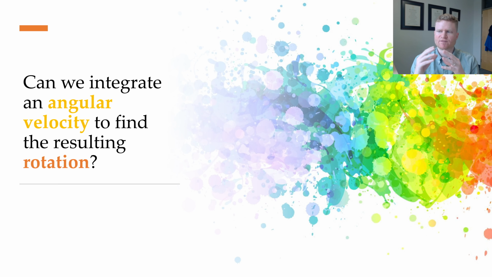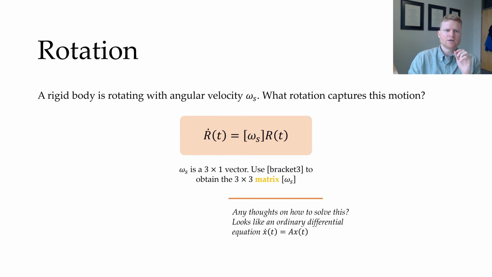As you might have guessed, if I've got a velocity and I want to convert it back into something like a position or rotation, I'm going to use integration. And so the first question is, how do I integrate angular velocity to find the resulting rotation matrix? So let's get started. Let's say that I've got a rigid body that is rotating with some angular velocity omega s. Again, this angular velocity is a 3x1 vector, and it captures the angular velocity from our spatial frame. That's us sitting there watching this body spin in space, or this coordinate system spin in space. I want to understand what rotation matrix is going to capture this motion.